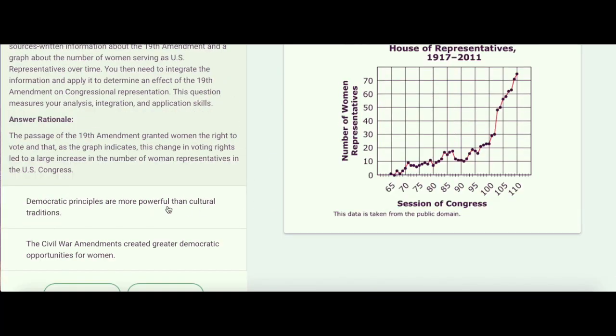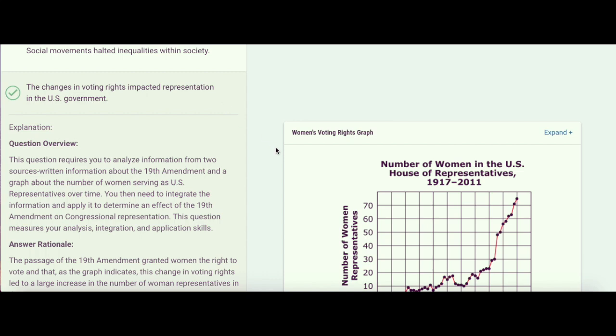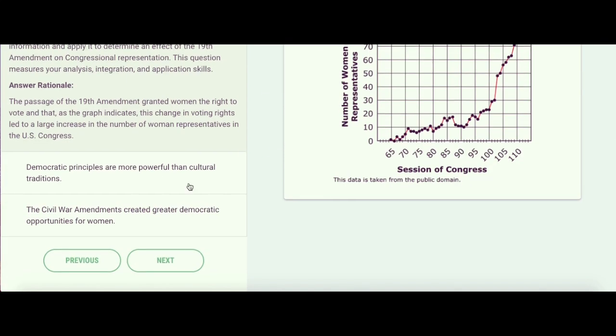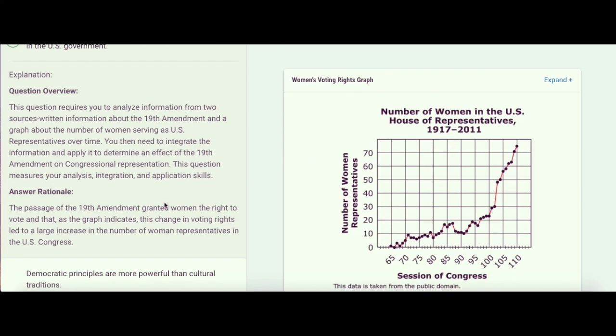So what about C? So B, we can clearly see it from the data in the graph, and C here, we can't clearly see that from the data in the graph. And so the answer rationale just says the passage of the 19th Amendment granted women the right to vote, and that, as the graph indicates, this change in voting rights led to a large increase in the number of women representatives in the U.S. Congress.